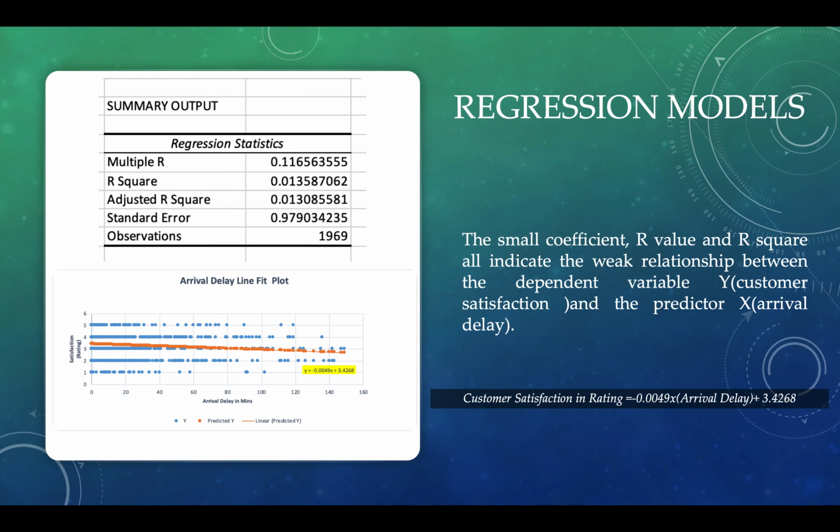According to the comparison, we eventually picked the three most relevant variables to customer satisfaction. The first one is arrival delay. From the equation, it is easy to figure out that arrival delay does not have a significant influence on customer satisfaction, since the coefficient value is only negative 0.0049. At the same time, the R value and R square both are very small, which indicates a weak relationship between the dependent variable y and the predictor x.